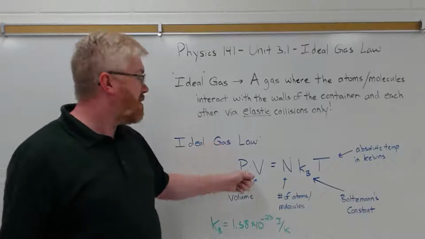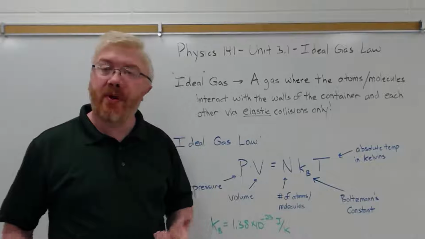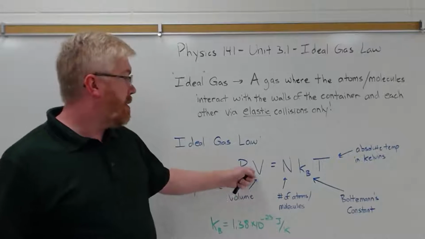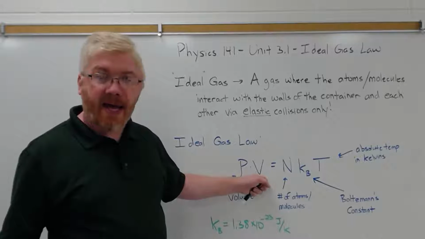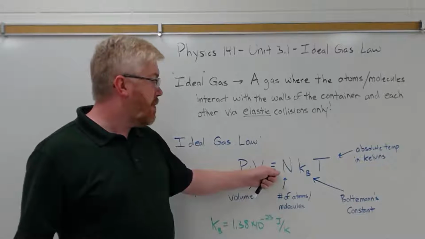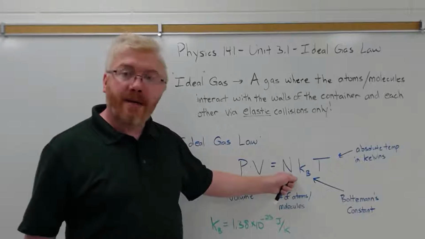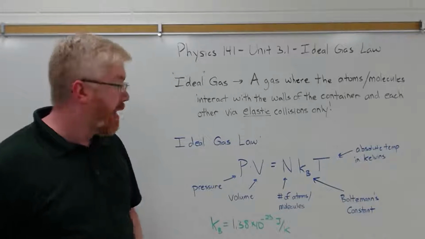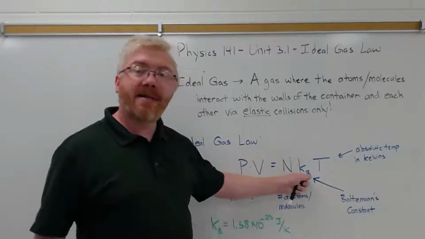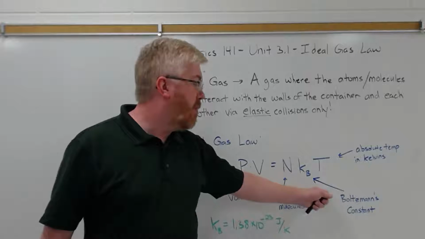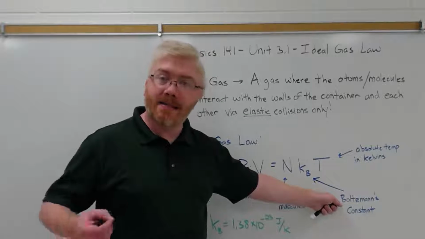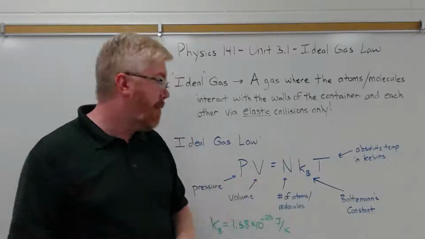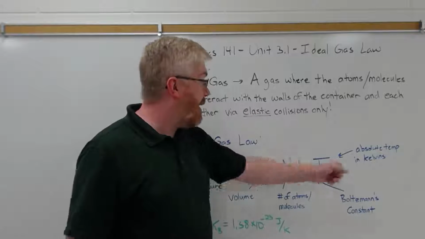So the ideal gas law is given by the following equation. There are 5 terms, and I've defined all the terms here, but we'll walk through them. The pressure times the volume of the gas is equal to N, the number of atoms or molecules you have in that gas, times this term k sub B, a lowercase k sub B, which is Boltzmann's constant. It's a constant that allows all these terms in SI units to work together. And the temperature in kelvins.